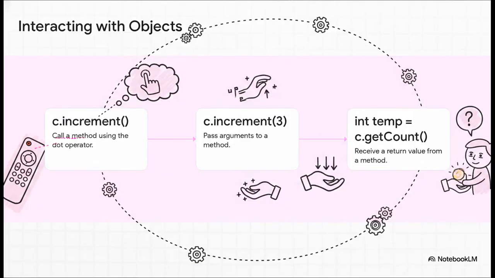So, how do we actually use this remote control? With the dot operator, that little period. When you type c.increment, it's like you're pushing a button on the remote. It sends a signal over to the counter object and tells it, hey, run your increment method, which then increases its internal count. And c.getCount is like pressing another button that asks the object, what's your current value? And it sends that value right back to you. This is how we interact with objects, through their public methods.